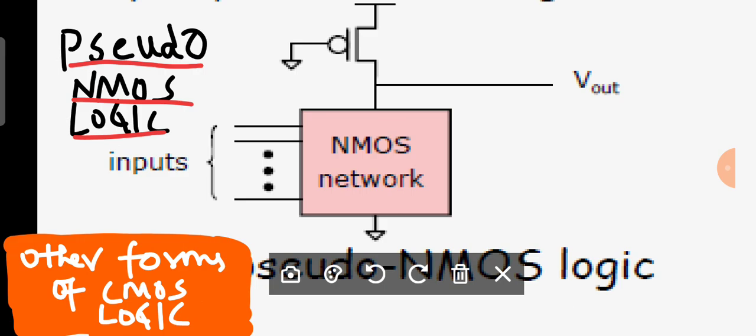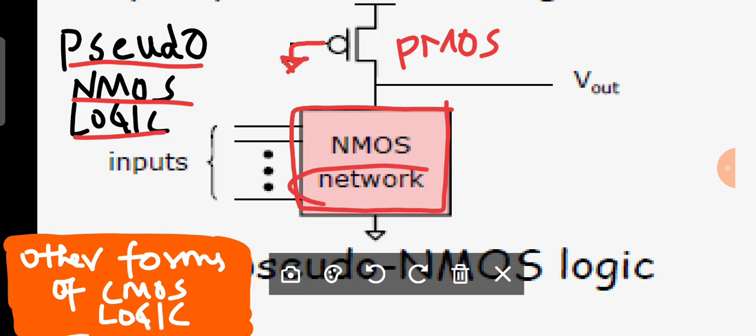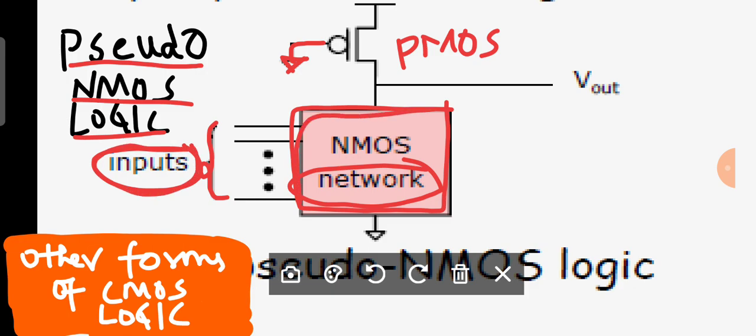If you observe that in this pseudo NMOS logic, you are having a PMOS transistor whose gate terminal is connected to ground, and you are having an NMOS network. It is not an NMOS transistor. Once again I am telling that it is an NMOS network. We are going to give inputs to this network. Depending upon the inputs, this network is going to be evaluated and you are having an output. Is it clear, all of you?